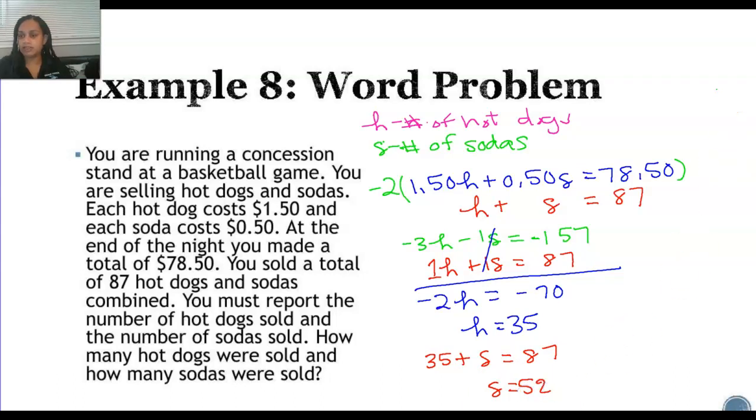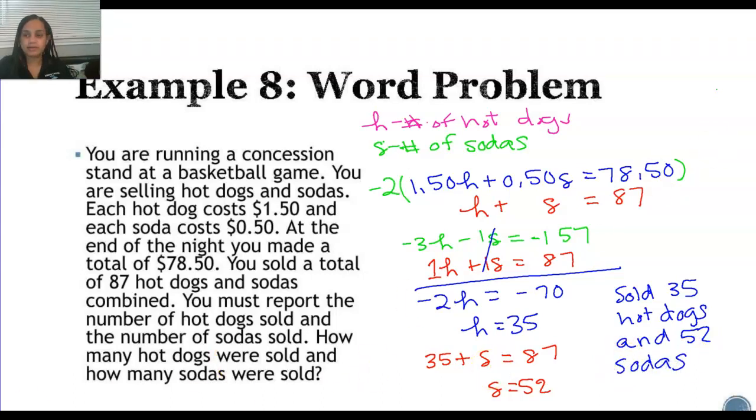So make sure your answers make sense in the context of the word problem. Sold 35 hot dogs and 52 sodas.